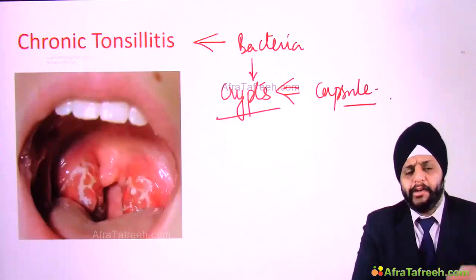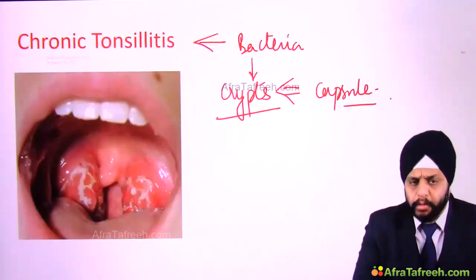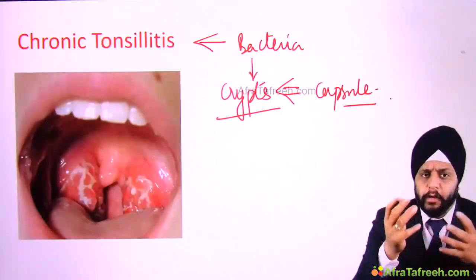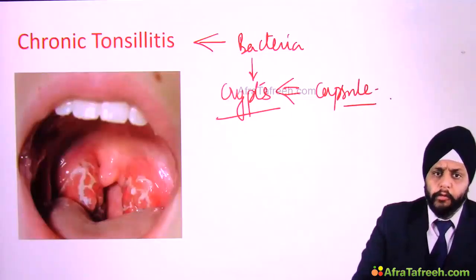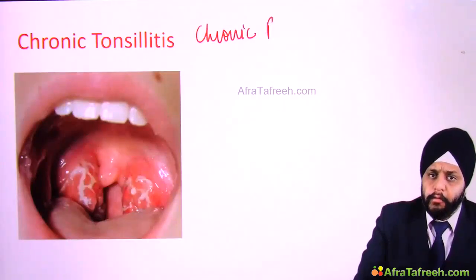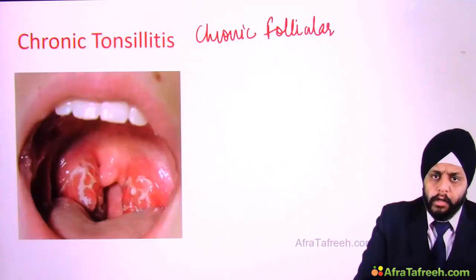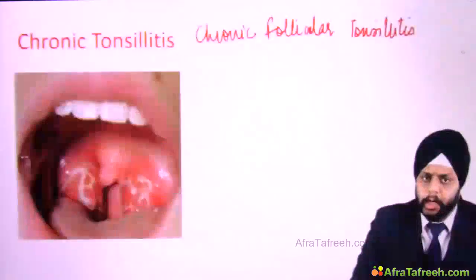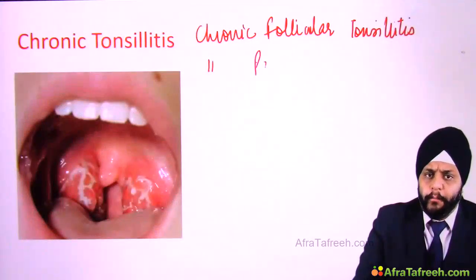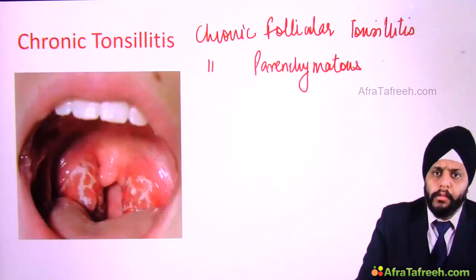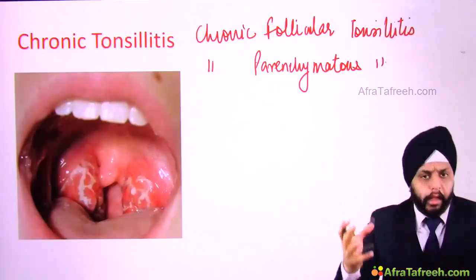Because of that, there's a chronic inflammation in the tonsils. The tonsils may increase in size. There may be constant formation of pus points on the tonsillar surface. So we may have a chronic follicular tonsillitis, where there is chronic formation of pus on the crypts, or we may have a chronic parenchymatous tonsillitis. That means tonsils are enlarged.